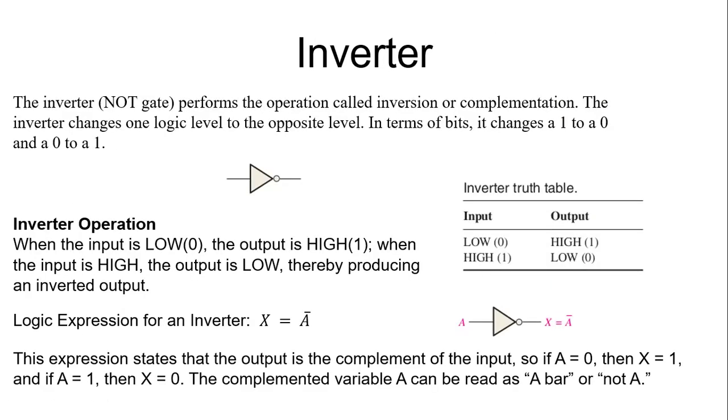Inverter or the NOT gate. The inverter performs the operation called inversion or complementation. The inverter changes one logic level to the opposite logic level. If we apply a high logic level at the input, the output of the inverter will be the low logic level. If we apply a low logic level at the input, the output will be a high logic level. If we apply a 0 at the input, the output will be 1, or if we apply a 1 at the input, the output will be 0.